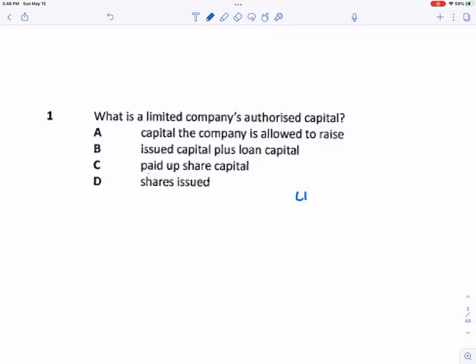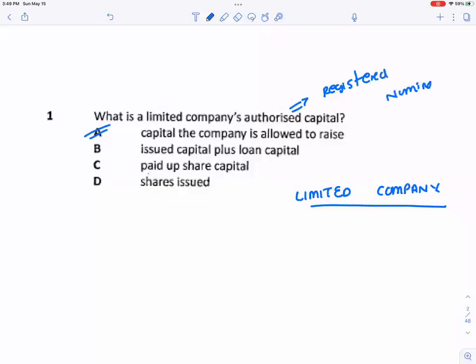Private or public limited company? What is a limited company's authorized capital? A. The capital that it is allowed to raise. Okay, very good. Authorized capital is also called the registered capital or the nominal capital. It is the maximum amount that you can raise in your lifetime.